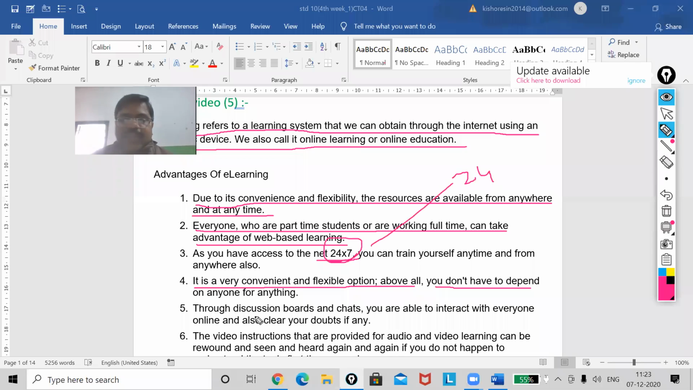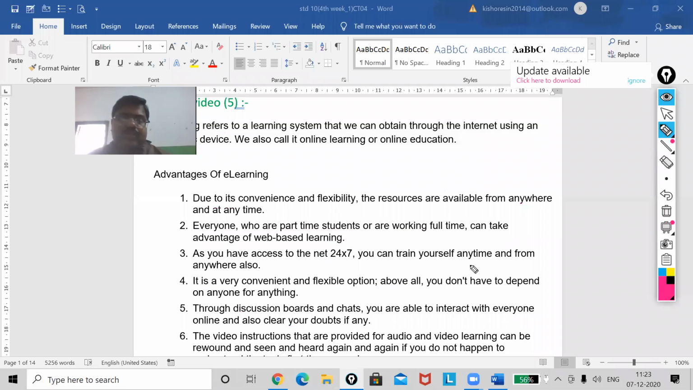7 days of facility. Now through discussion boards and chat, you are able to interact with everyone online and also clear your doubts. If you have the faculties over there, you can join there and have all your queries. Whatever the queries, you can post them or you can have the live session. There also you can clear your doubts.